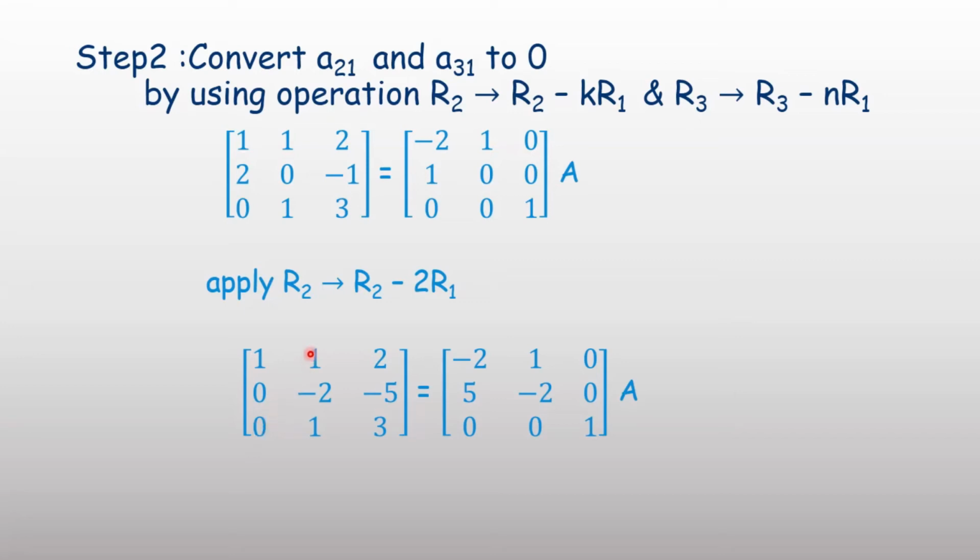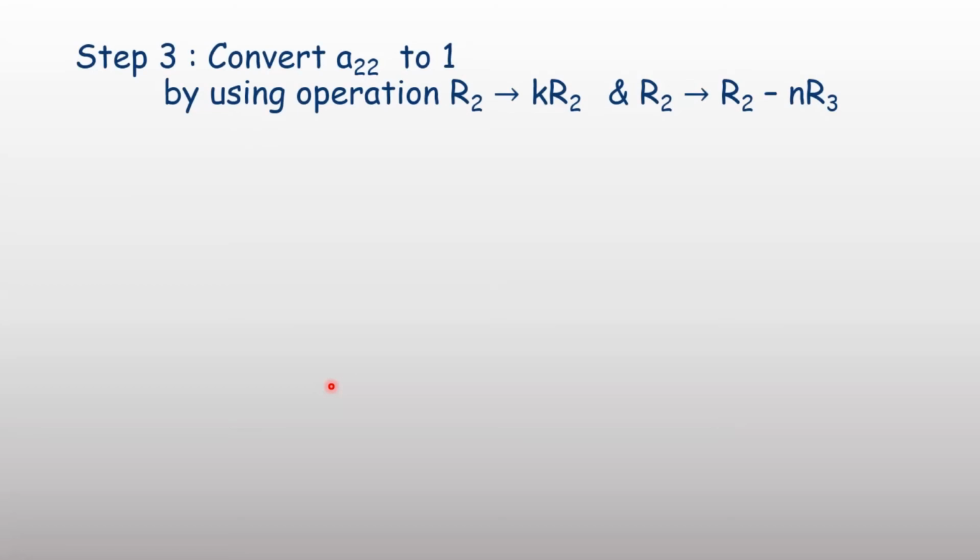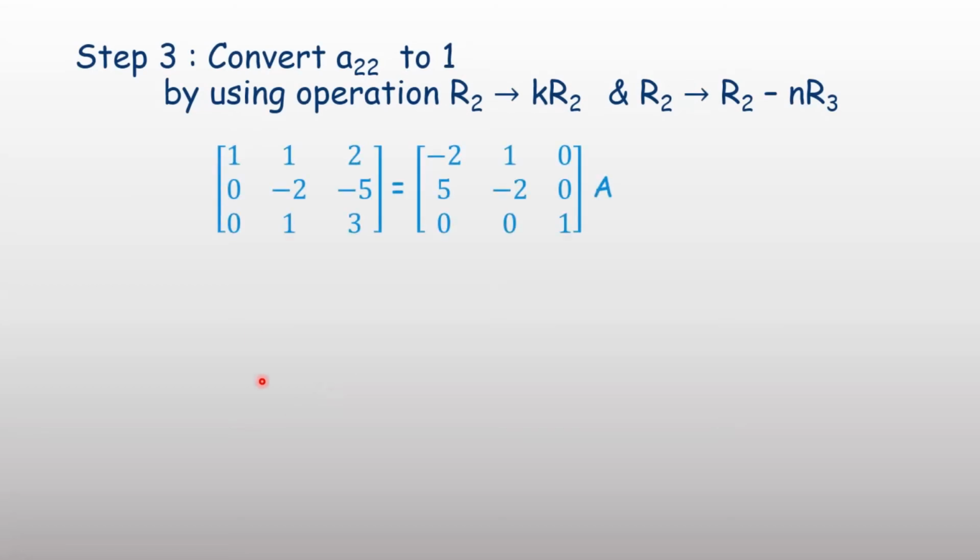Now the next task is in the second column. Here you have to write 1 as the second element. Now the next step, to write 1 here, one option is to multiply by minus 1 by 2 and you will get 1, but a fraction will be introduced. Therefore to avoid fractions you have to think and apply another method.